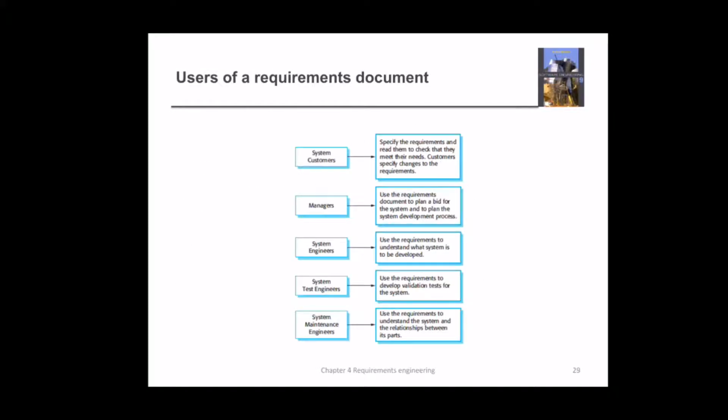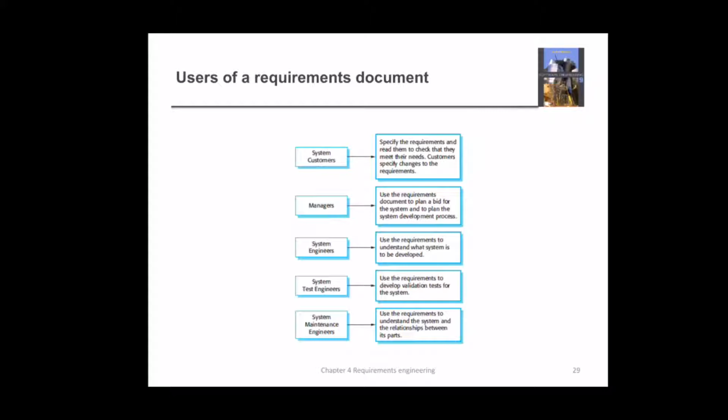Now we'll see who the users of the requirement document are. This requirement document is used by system customers, managers, system engineers, system test engineers, and system maintenance engineers. But the way in which they use it is different. Let us see about our system customers. Why do they require a document? They require a document because it specifies the requirements and they read them to check that they meet their needs, right? Whatever is required by the customer, whether it is present in the requirement document or not, they can check by looking at the document.